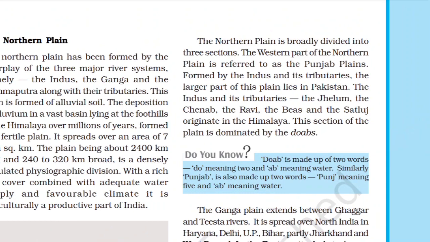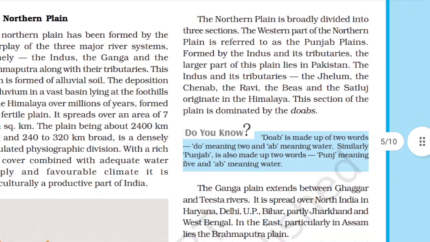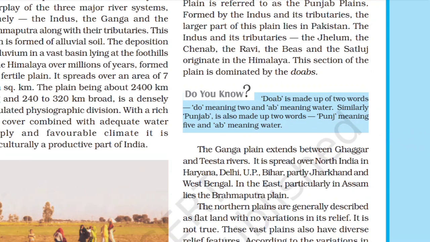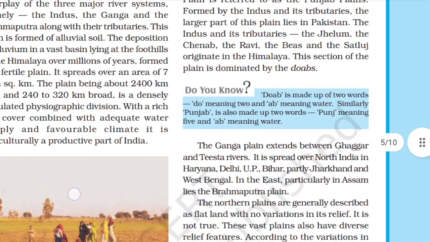The northern plains is broadly divided into three sections. The western part of the northern plains is referred to as the Punjab Plains, formed by the Indus and its tributaries. The larger part of this plain lies in Pakistan. The Indus and its tributaries, the Jhelum, the Chenab, the Ravi, the Beas, the Satluj, originate in the Himalayas. So this section of the plain is dominated by Doab. Doab is made of two words, do meaning two and ab meaning water. Similarly, Punjab is also made of two words, panch meaning five and ab meaning water.